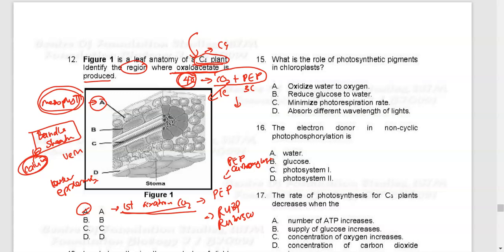For question number 15, what is the role of photosynthetic pigments in chloroplast? The answer will be to absorb different wavelengths of light. That is the function of photosynthetic pigments. These photosynthetic pigments can be chlorophyll A, chlorophyll B, xanthophyll, carotenoids, which are located in the photosystem to absorb light energy of different wavelengths.